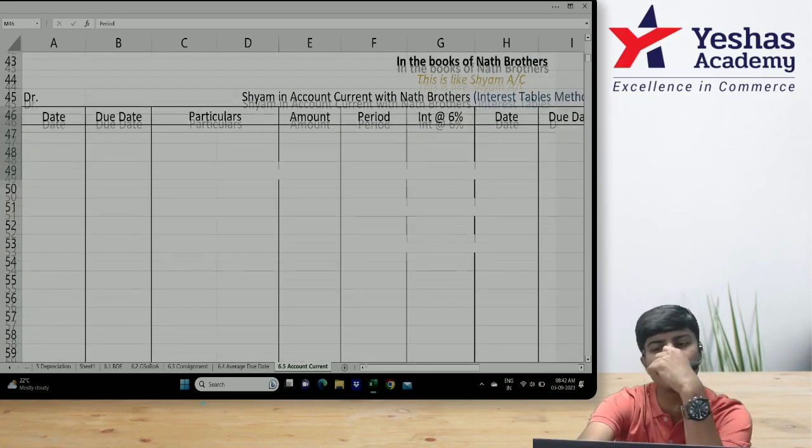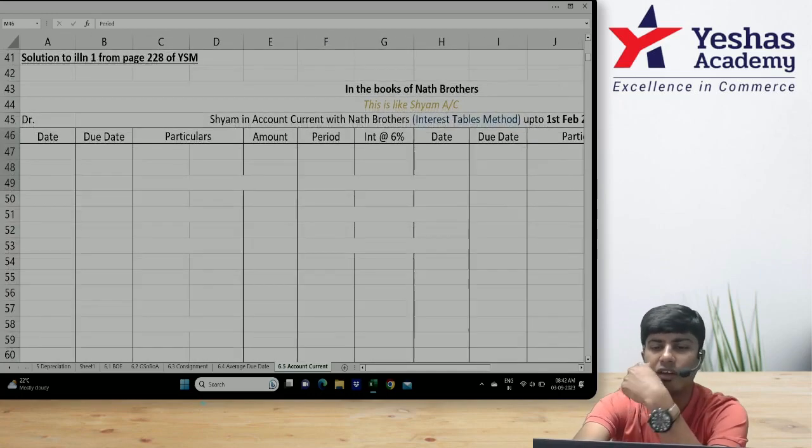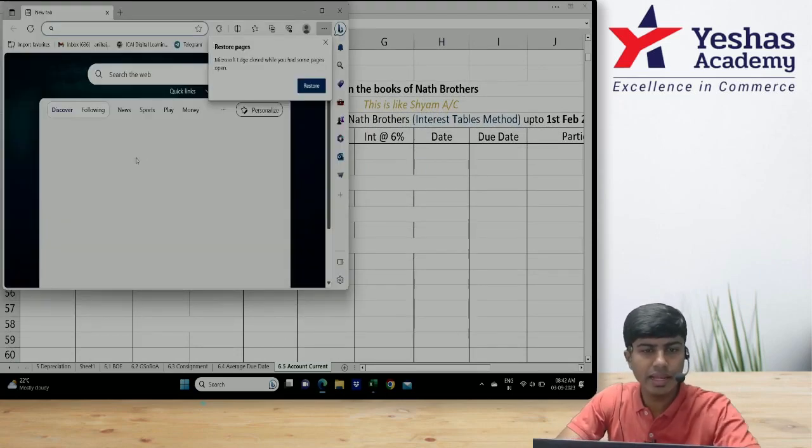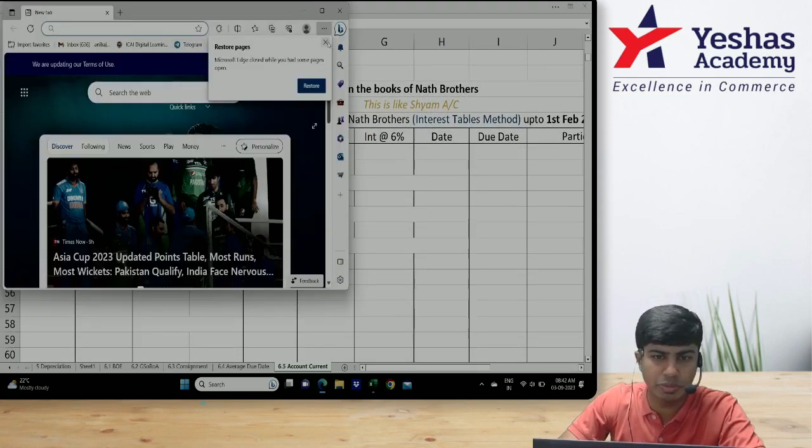You'll understand better. Come to illustration number 1. You don't have to copy. Just focus. Come to illustration number 1. I'll give you time to copy. I'll tell you when to copy.